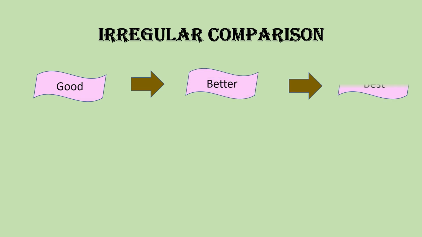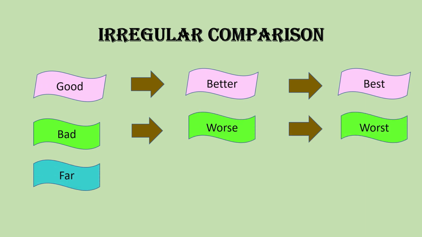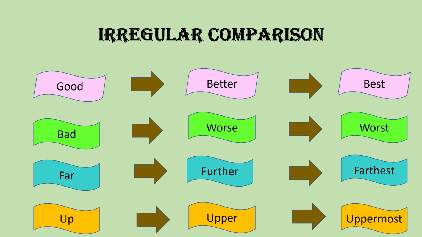And at last, we have a special rule. Here, we don't make the comparative and the superlative adjectives with the help of the positive ones. Instead, we create special and new words. So, what does that mean? You have to memorize these words. Good, better, best. Bad, worse, worst. Far, further, farthest. Up, upper, uppermost.